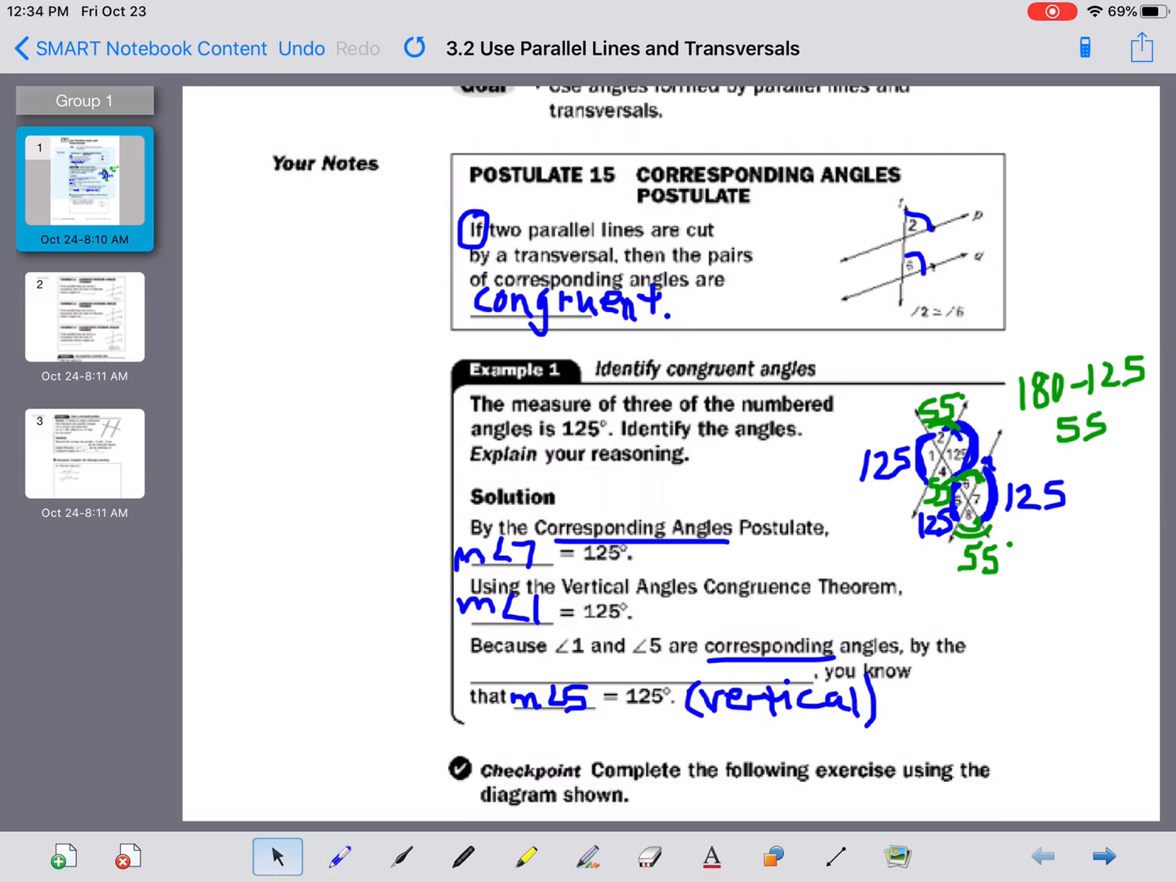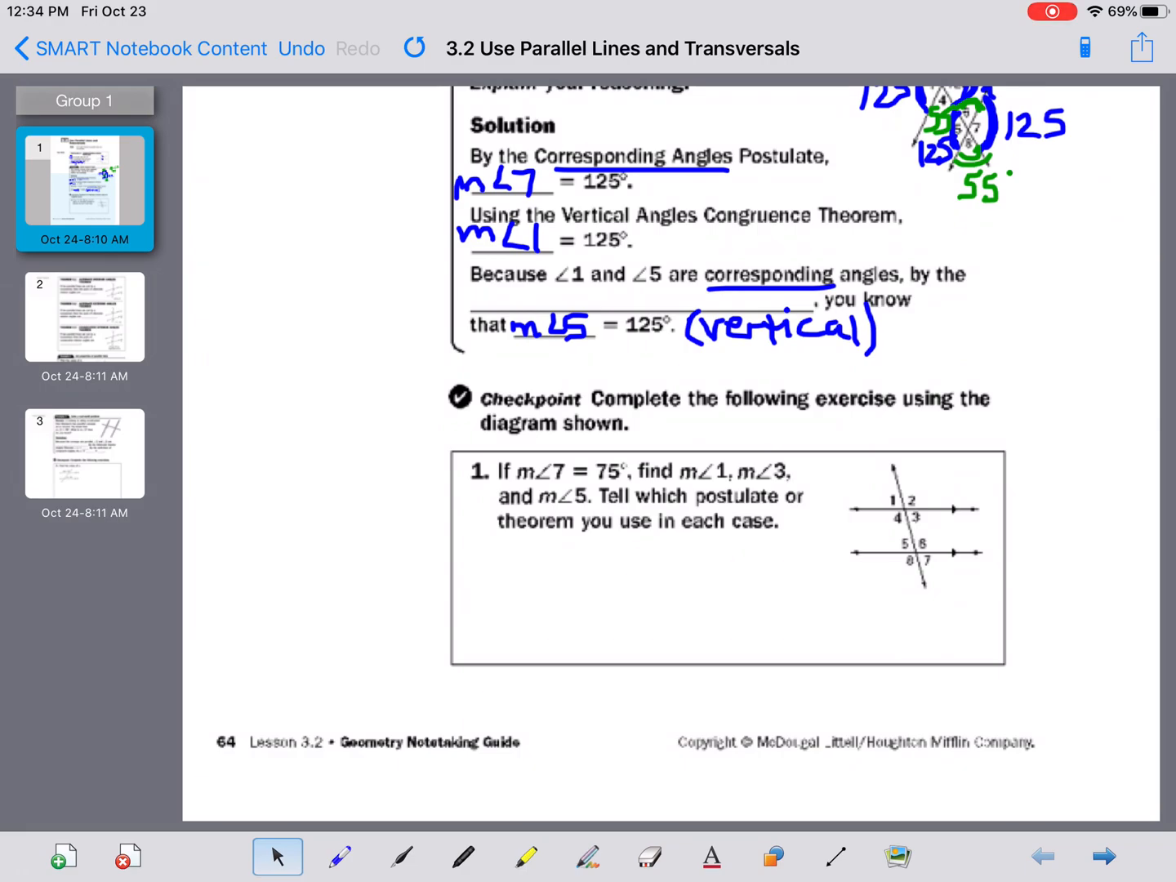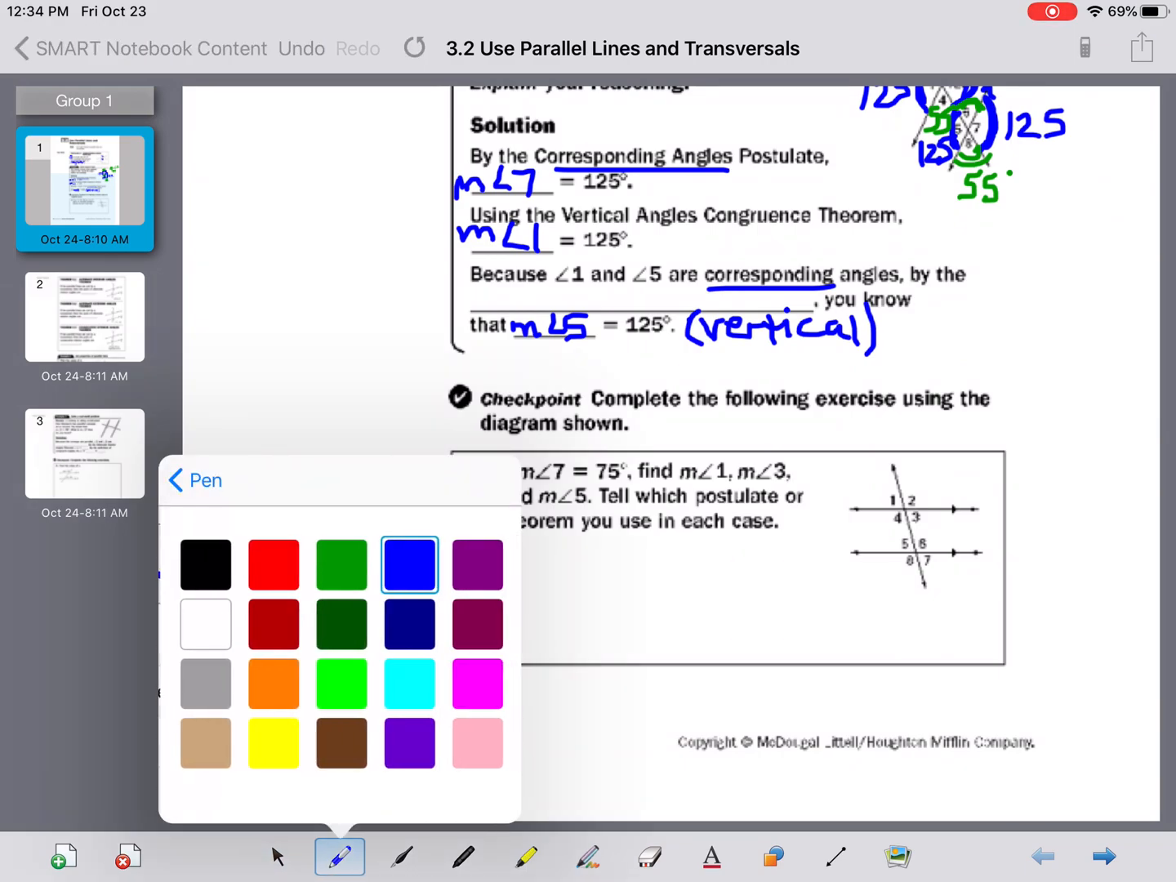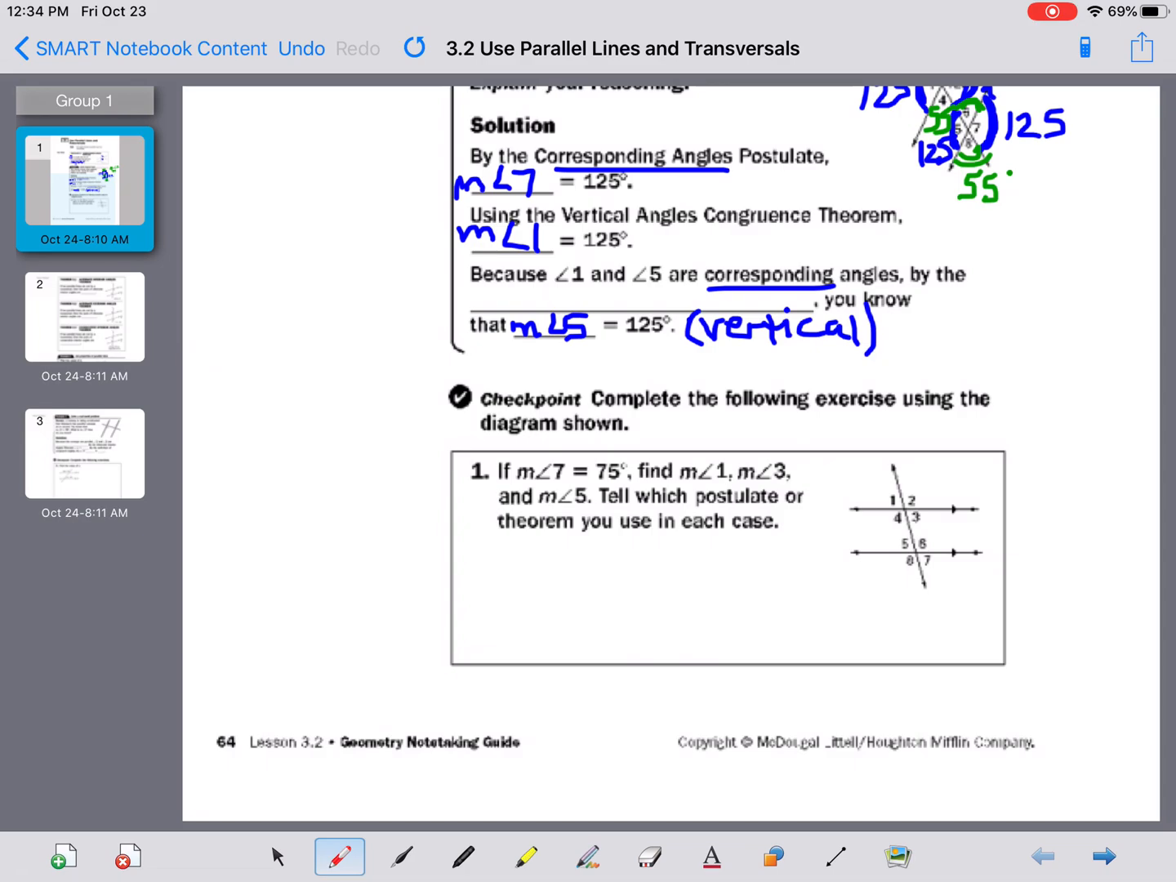All right, so let's come down to the checkpoint right away on corresponding angles, right? We can see two parallel lines, the transversal cutting through, cut into 8 angles, and they tell us angle 7 down here is 75. And they only want 1, 3, and 5. I'm gonna be honest, we're gonna find them all because we can. But let's start with 1, 3, and 5.